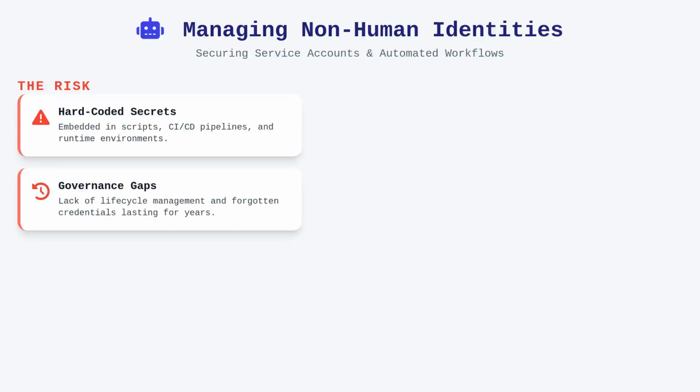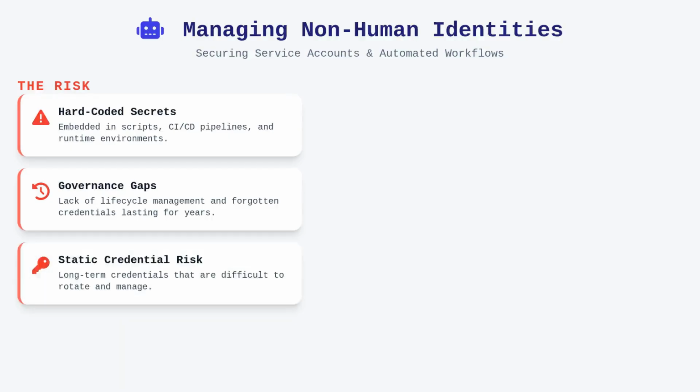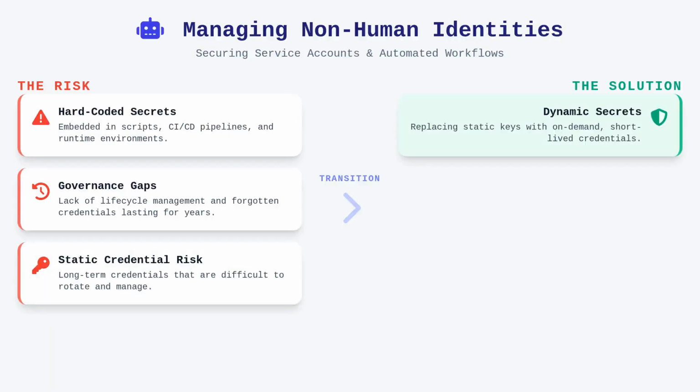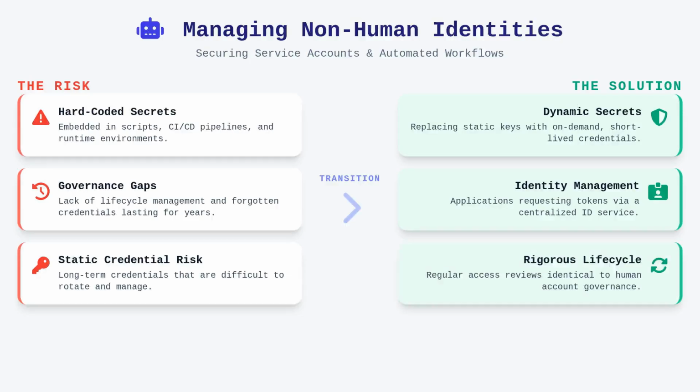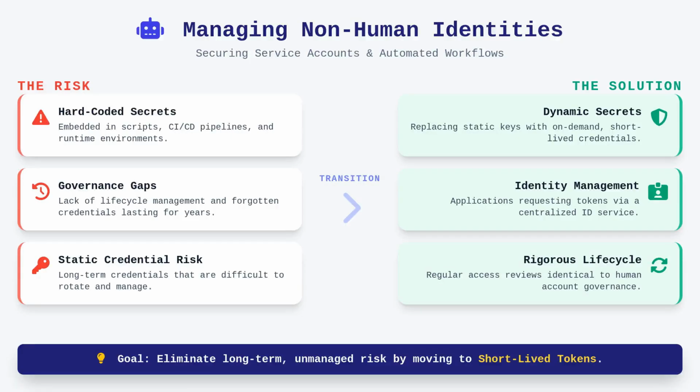Governance requires that these service accounts follow the same rigorous lifecycle management as human accounts, including regular access reviews and, where possible, the replacement of static credentials with dynamic secrets. By moving toward a model where applications request short-lived tokens from an identity management service, we eliminate the risks associated with long-term, unmanaged service account credentials that often go forgotten for years.